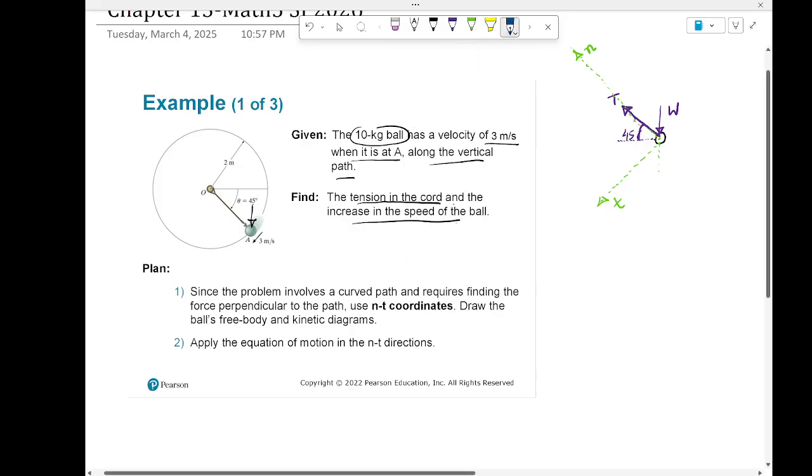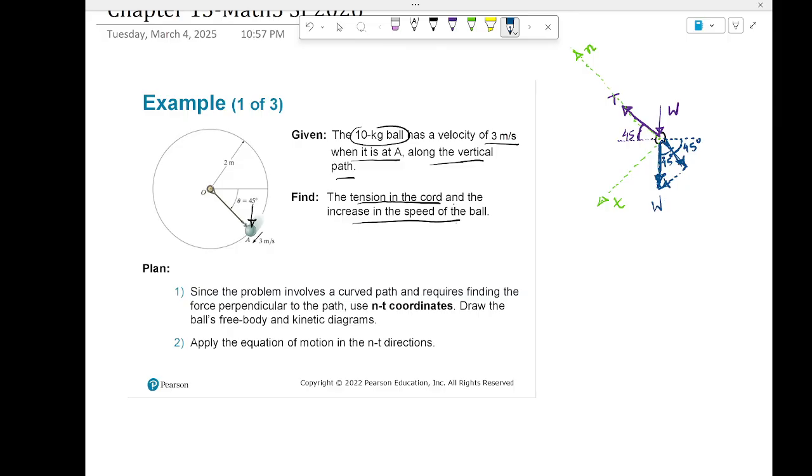I'm gonna use another color. How about blue? Say this W is coming down like here, right? This is the same W. And now we can deduce it to two different components, right? One component is in the t direction, the other component is in the negative n direction, right? And what is this angle again? This angle is 45. We know that, right? So this angle should be 45 as well. Now I'm gonna make it solid. Now we're ready.